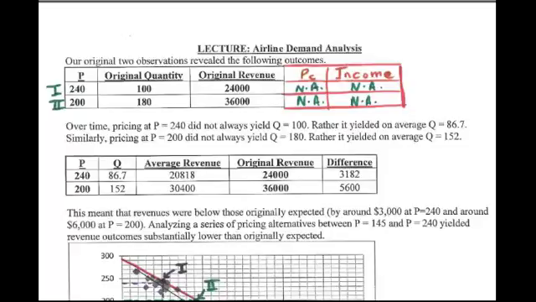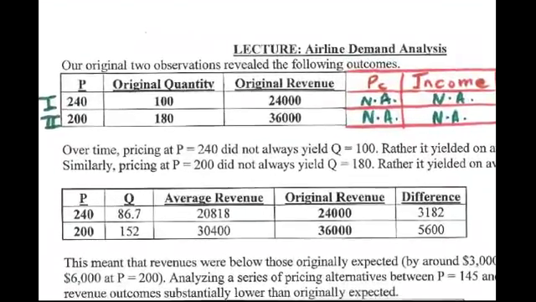Over time, we realized that pricing at 240 did not always yield 100 seats sold, but the average was rather 86.7. Similarly, pricing at $200 did not always yield 180 passengers, rather it yielded an average of 152 passengers. This suggests that the demand curve was shifting inward, and the question is what would cause that demand curve to shift inward. The levels of revenue at the lower quantities would obviously be lower, and the table in the center of the screen shows you what the revenues were rather than the original revenues at the larger quantities.